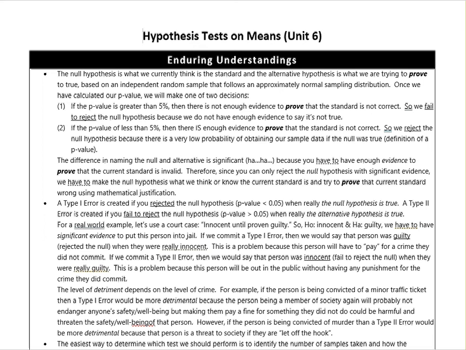If the P value is greater than 5%, then there is not enough evidence to prove that what we are trying to claim is correct, so we fail to reject. And if the P is less than 5%, there is enough evidence to prove, so we reject the null hypothesis. In general, the way that we said this was if the P is low, we reject the H0.